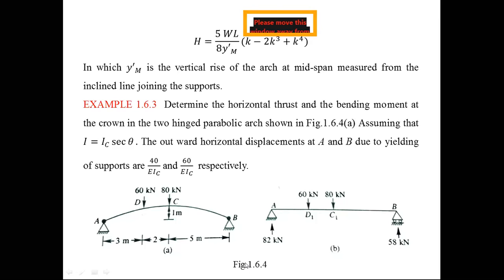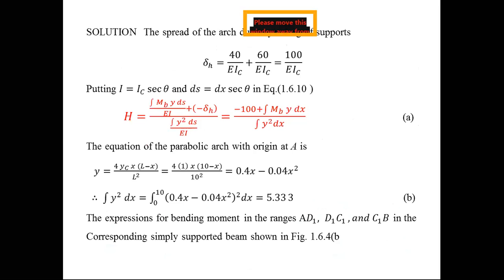Write the moment equations with X from left support. Consider always the section at a distance X from support A. You know the y value. What is y? 0.4x minus 0.04x square, and substitute it in the integral of M B y dx.